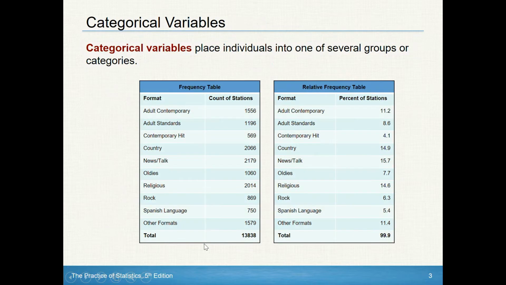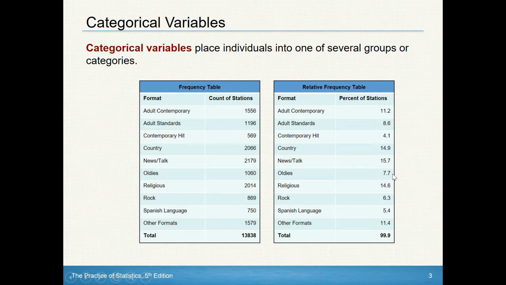So when we have categorical data, we know that it's when we respond to a question with a word. In this particular case, we are looking at what type of music does the radio station play. We have adult contemporary, adult standards, all the way through with all these different options here. So when we look at them, we have to think to ourselves, okay, well, we could look at them as frequencies, meaning counts, or we could look at them as relative frequencies, which puts them into percentages.